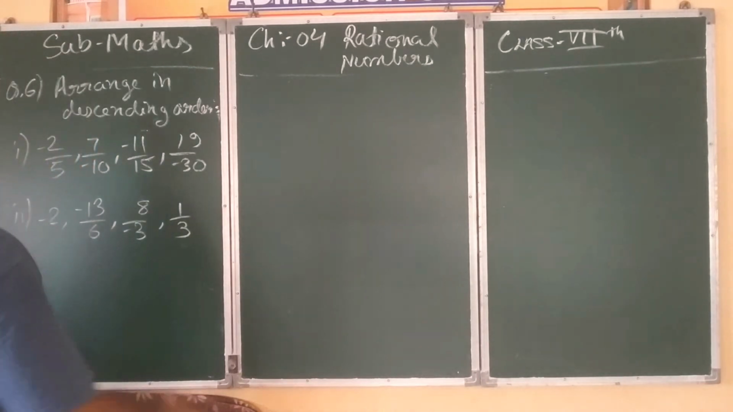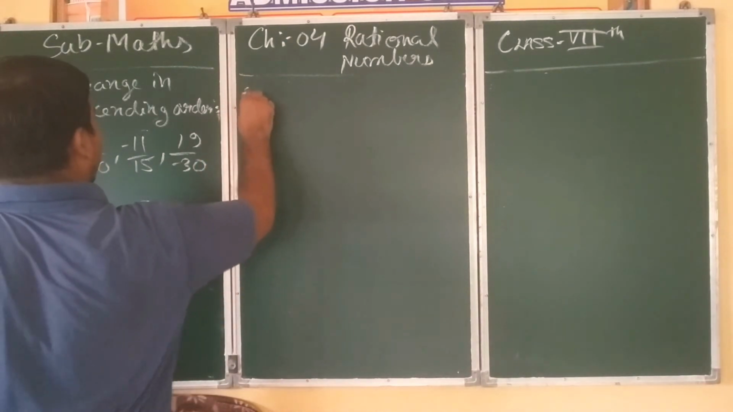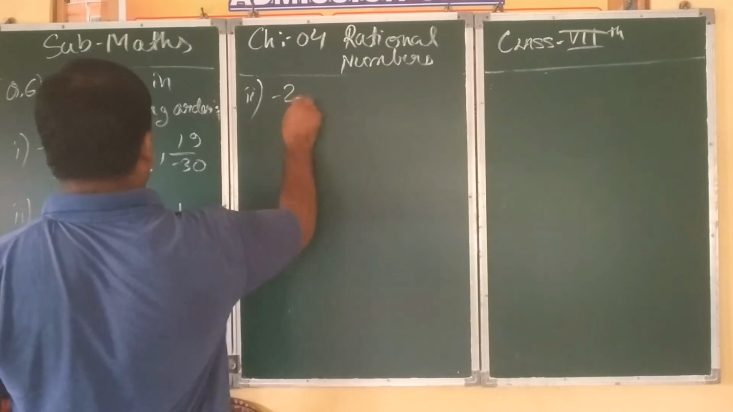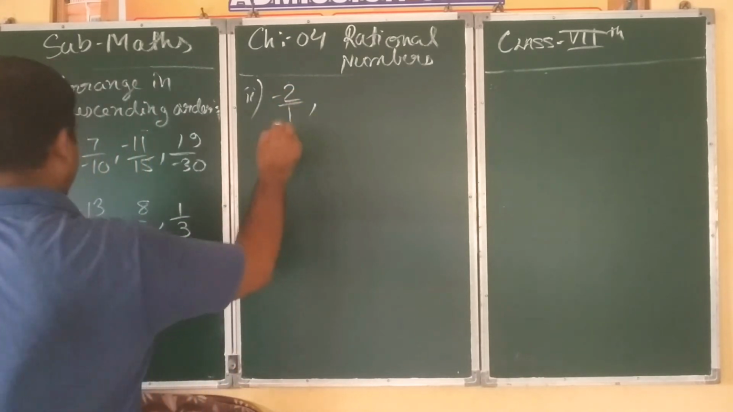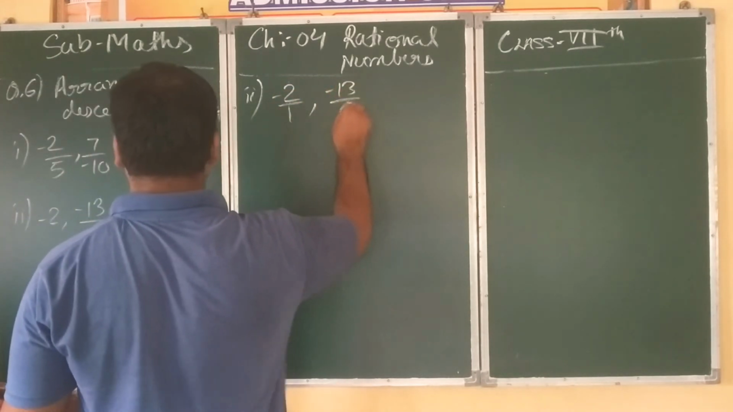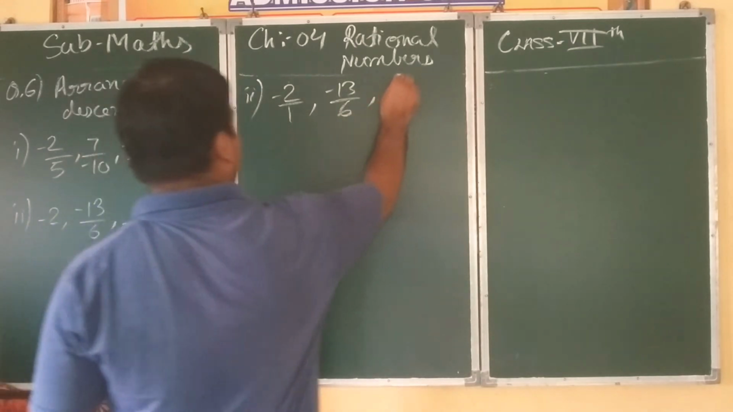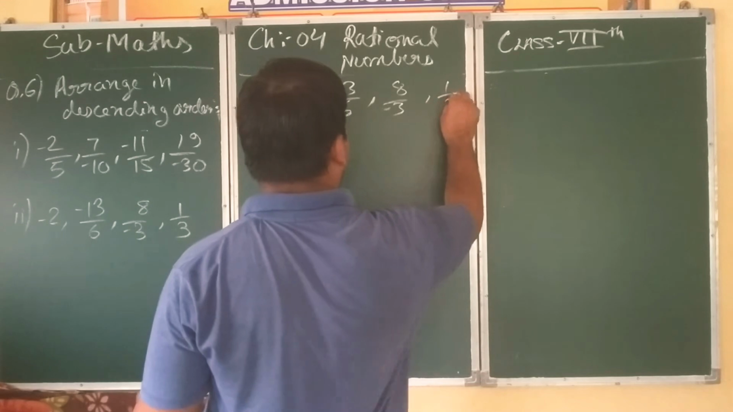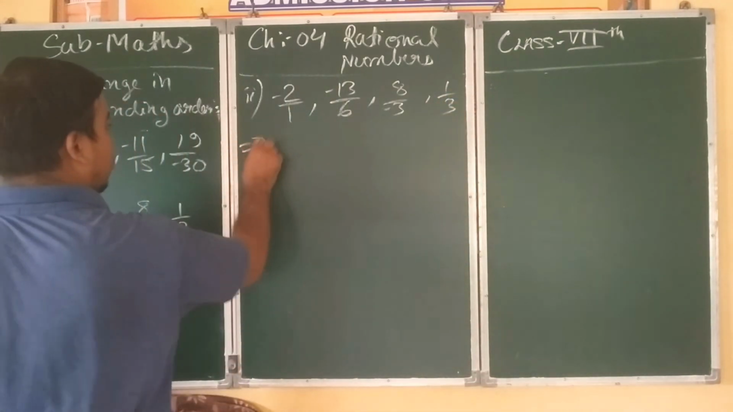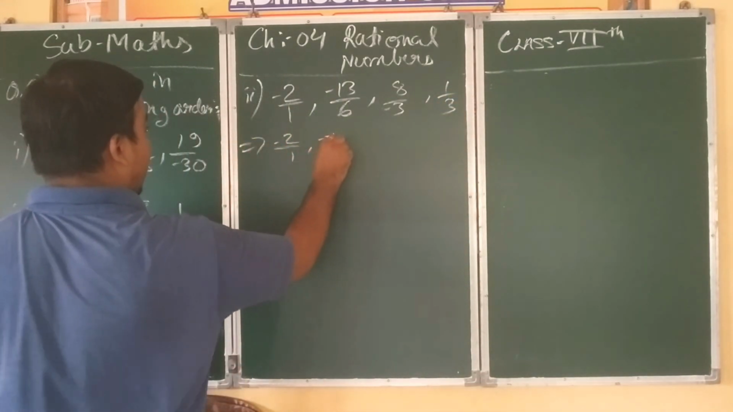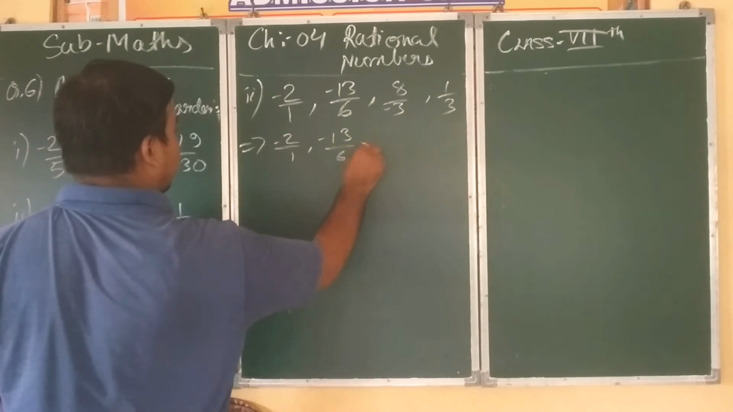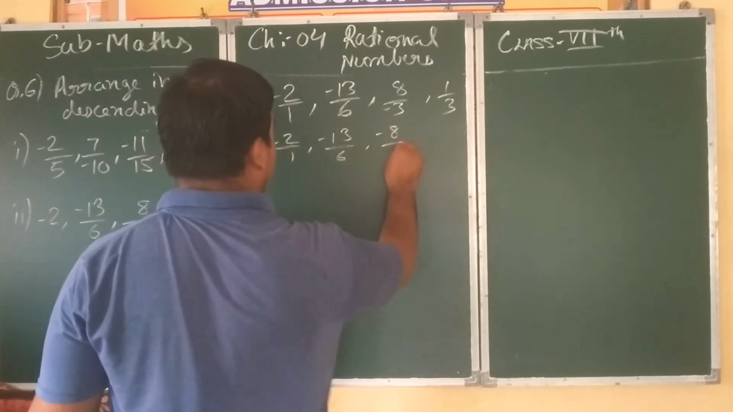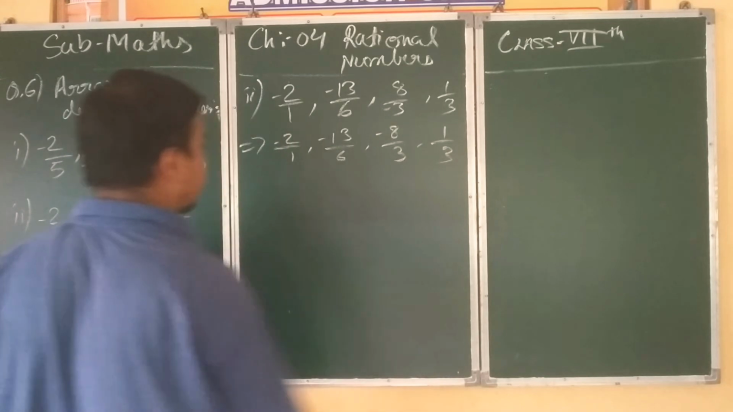Ascending order. Second question. Minus 2 by 1, minus 13 by 6, 8 by minus 3, 1 by 3. So minus 2 by 1, minus 13 by 6, minus 8 by 3, 1 by 3.